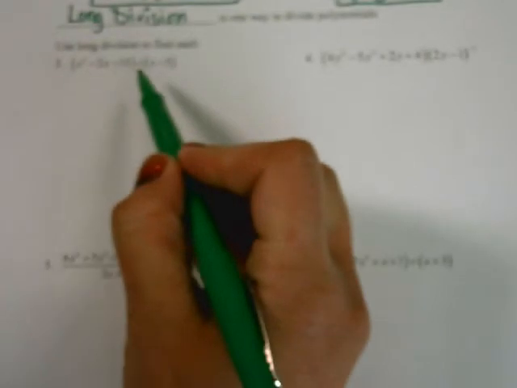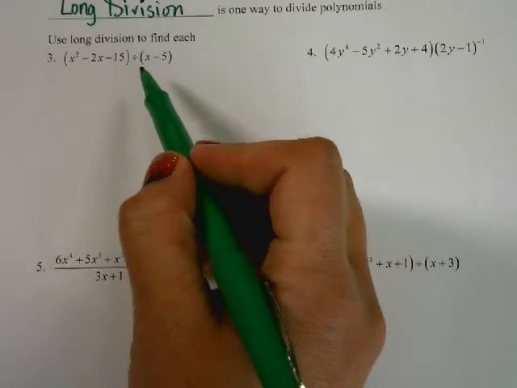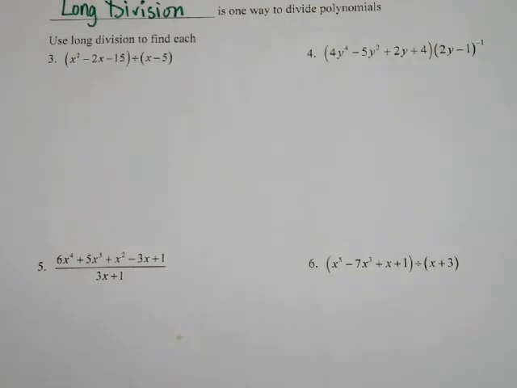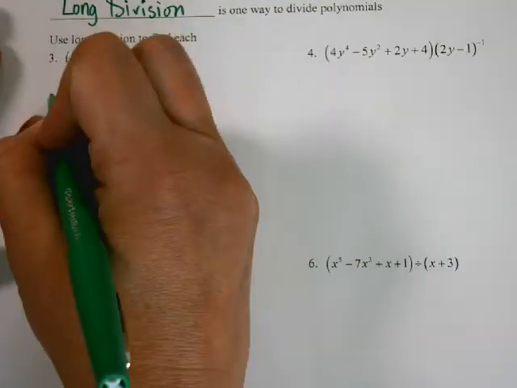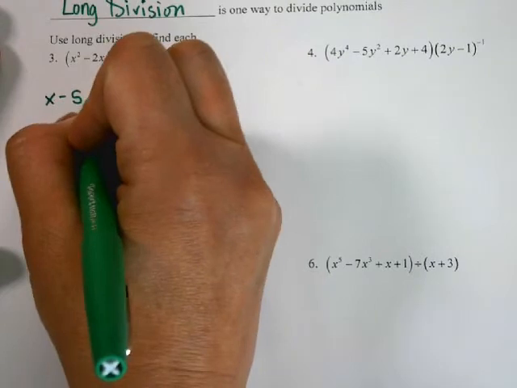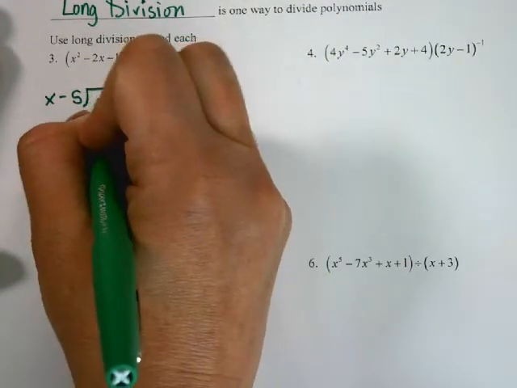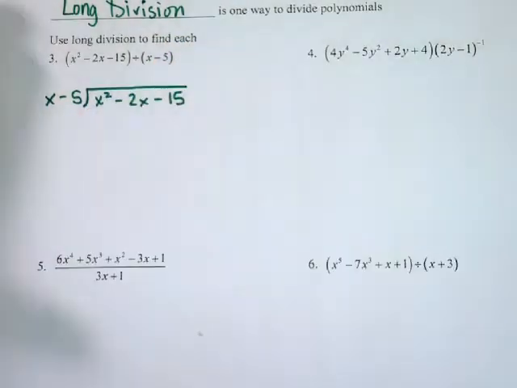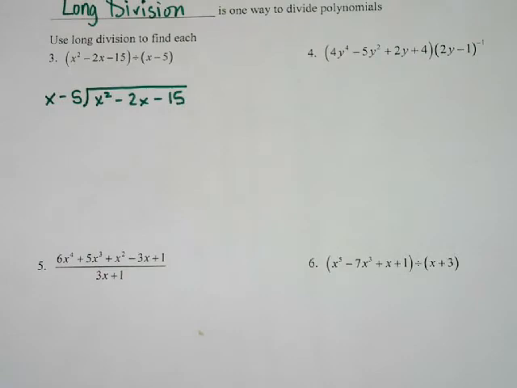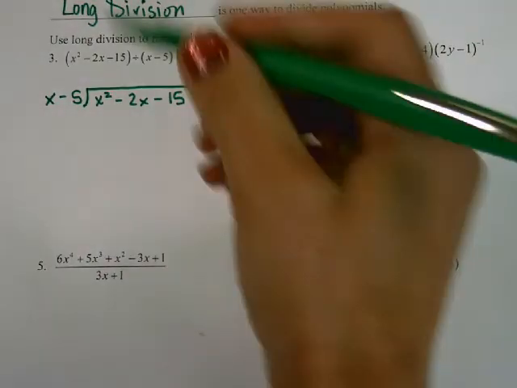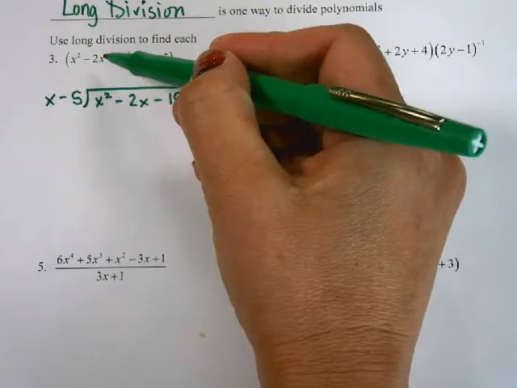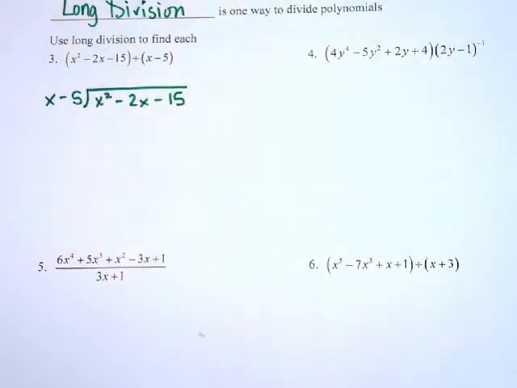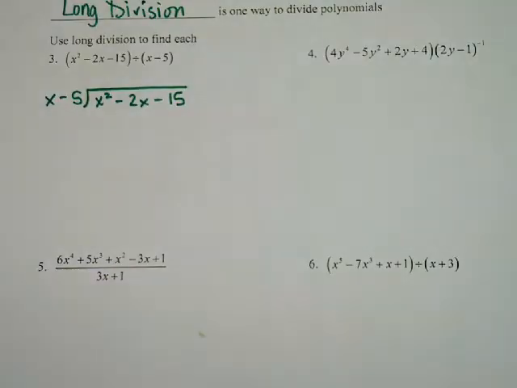Alright, so I'm taking x squared minus 2x minus 15, and I'm dividing it by x minus 5. Okay, so I'm going to leave some room. x minus 5 goes on the outside, and then I get x squared minus 2x minus 15. We have to do a check to make sure that we have all of the exponents in decreasing order. So this guy started out with an x squared, then we have a plain old x, and then we have a constant. So we're good. If we're missing any exponents, we have to add a placeholder. And I'll show you that here in just a second.